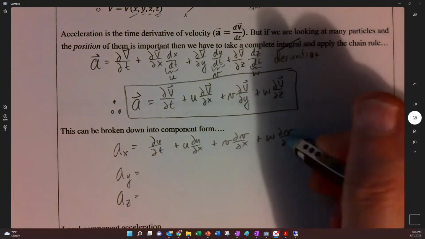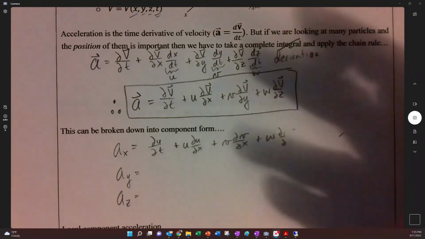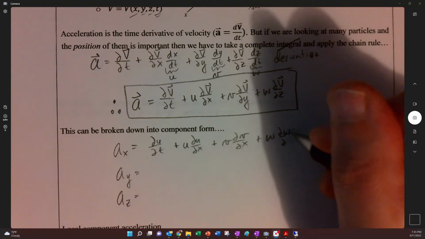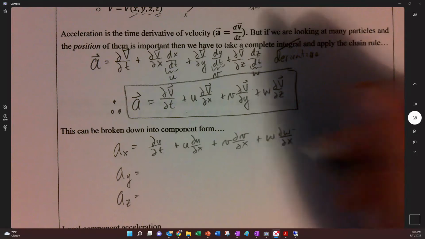I almost did it wrong right there, and I wrote a v again. Oops. I think I did that correct. Okay, yeah, I double checked. Trying to think my way through this.